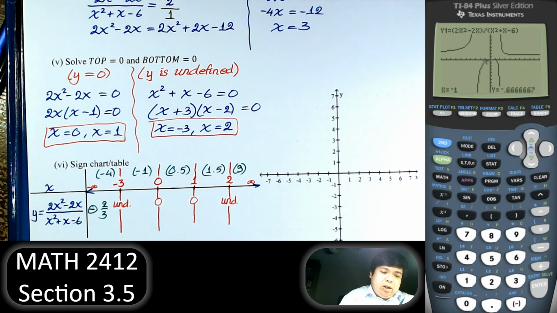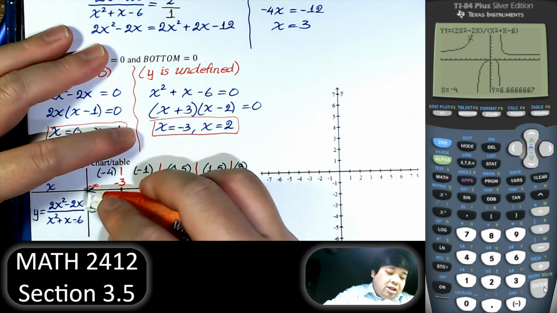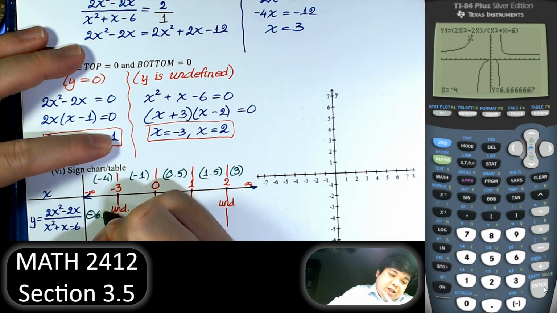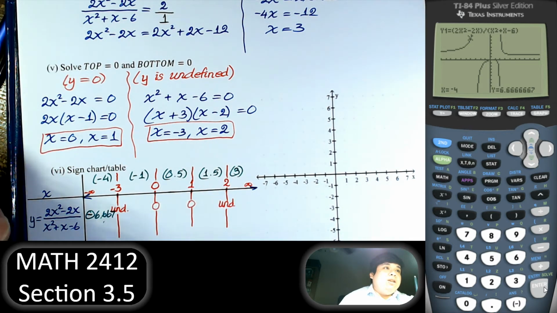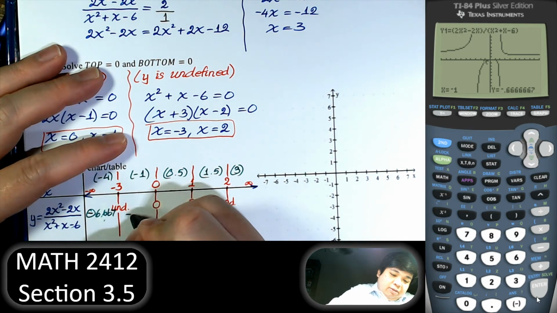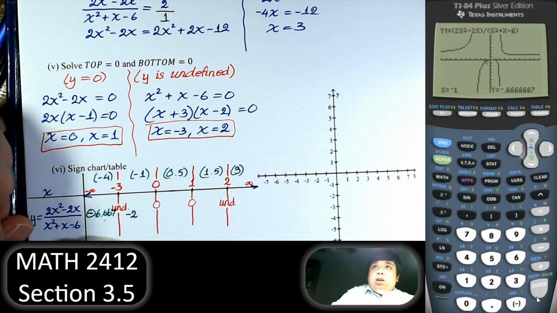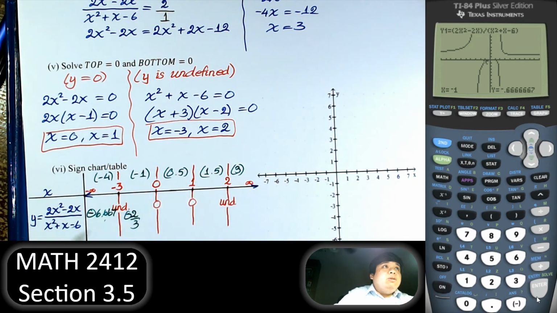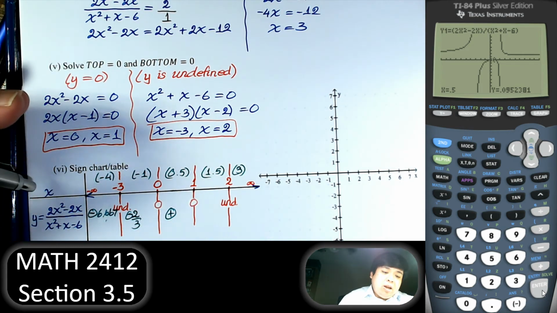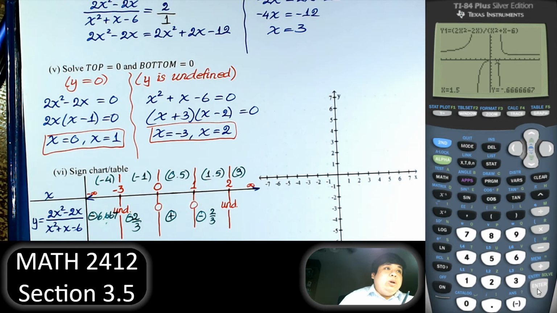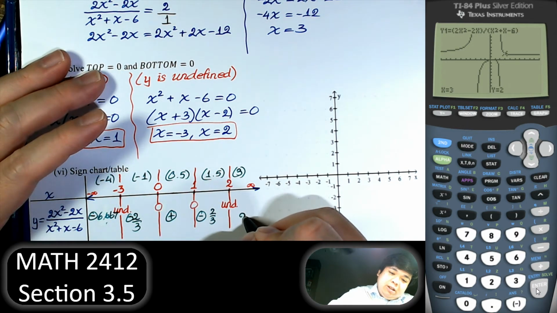Right. Wait, what did I put? -4. 667, so that's more like... it just put 667. -1 is -2/3. -2/3. 0.5 is positive, it's close to 0. 1.5 is -2/3, and then 3 is 2, right? It's positive.